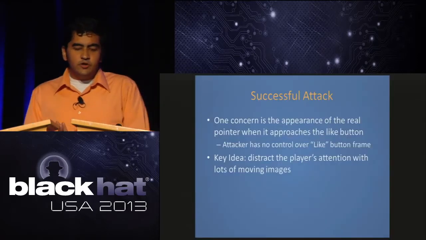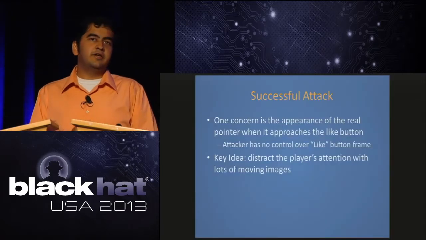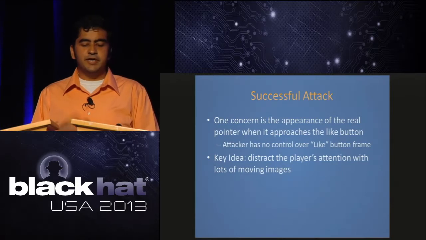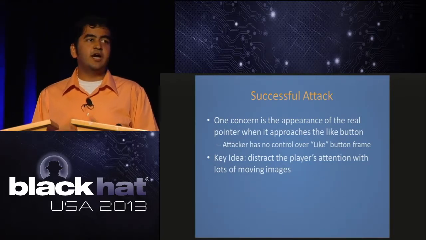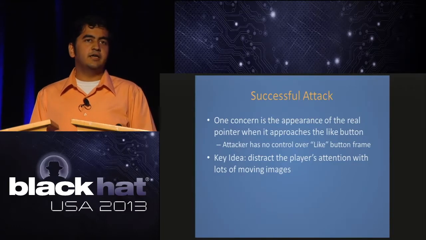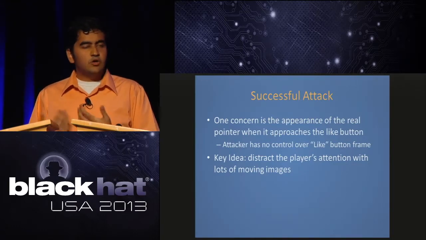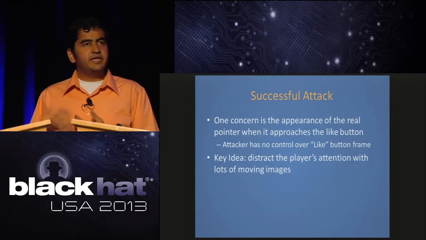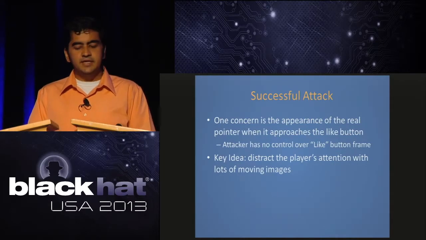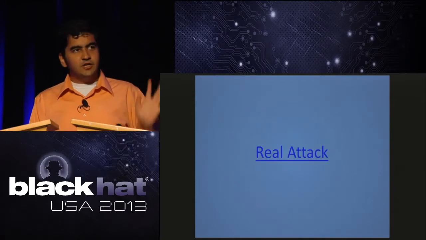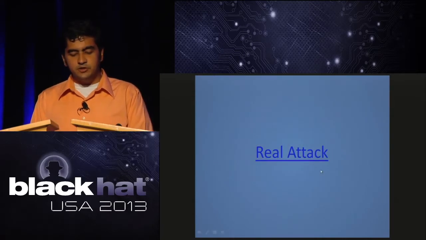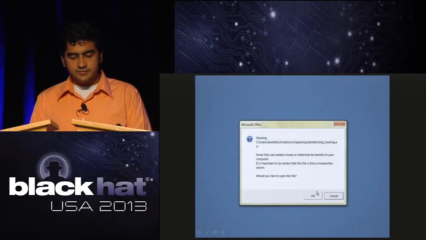Now, one problem here could be that once the real hardware pointer, or real mouse pointer, ends up on the like button, the real mouse pointer shows up. We can't control what shows up on top of the like button. So the attacker has no control over that area. So the key idea in making sure that the attack succeeds is to distract the player's attention with lots of moving images. And so that was all a small, easy demo, but I'm going to show you the real attack and what it looks like.